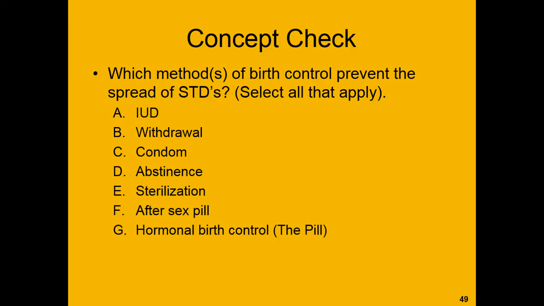5, 4, 3, 2, 1. The correct answers are condoms and abstinence. The barrier method of a condom or just not having sex are the only two methods that prevent the spread of STDs. All of these other methods, while they may prevent fertilization or pregnancy, they do not prevent the transmission of STDs.